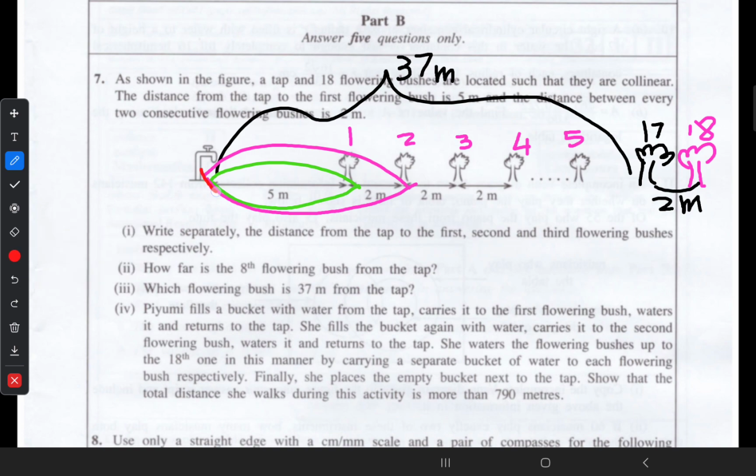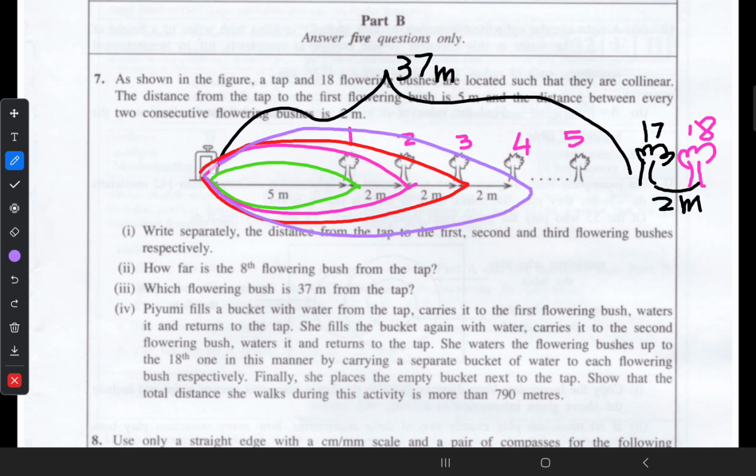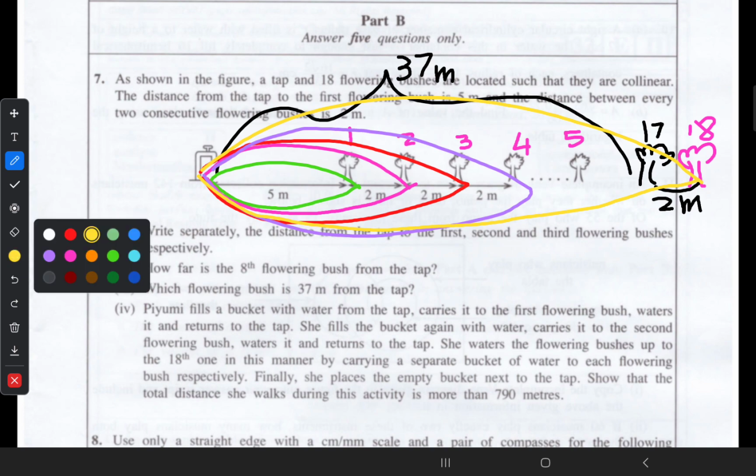So she is doing like this: going, watering and coming. Then filling, going, watering, coming. Likewise, she is repeating the same pattern until the 18th bush. So this would be the conclusion you have to get from here. Then finally, she places the empty bucket next to the tap. Show that the distance she walks during the activity is more than 790 meters.